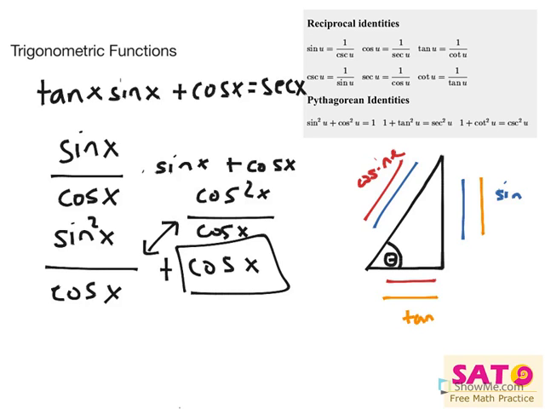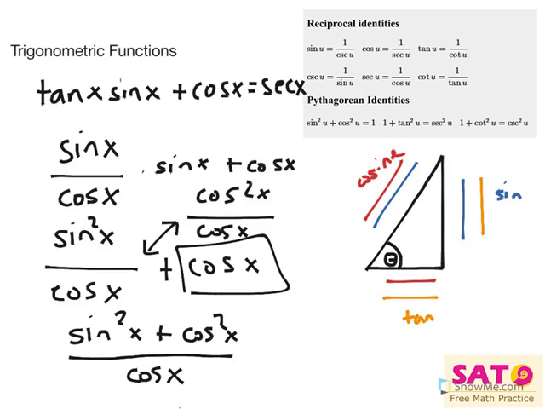Now that they have the same denominator, we can combine the two and say sine squared x plus cosine squared x over cosine x. Now here's where some of the Pythagorean identities come into hand. Sine squared x plus cosine squared x is actually equal to 1. And because we know that, our final answer will be 1 over cosine x.